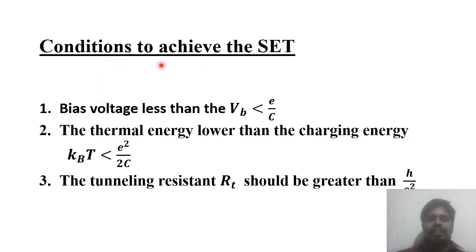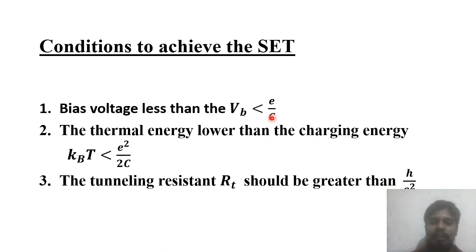There are three conditions we need to satisfy to achieve the single electron transistor. SET means S is single, E is electron, T is transistor: single electron transistor. The first condition: the bias voltage should be less than the electron charge divided by the capacitance of the quantum dot, because the quantum dot is in between the source as well as the drain.